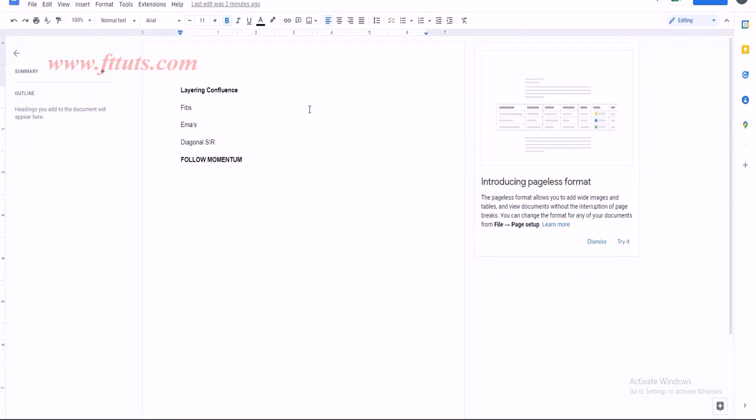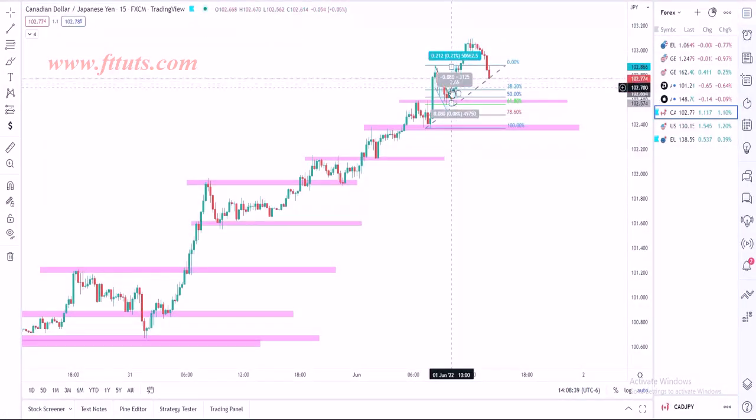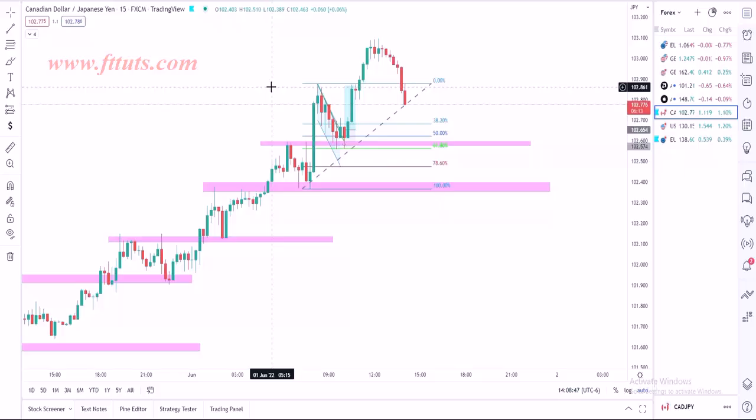Okay, let's talk about layering confluence. Now, this is a really, really cool thing. What I want you to understand about it is that this is a recent trade that I just took this morning. I captured live footage and put it on YouTube, and this is just a perfect example of layering confluence.